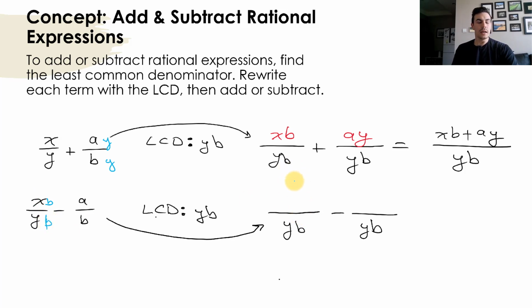And that would give me, again, xb in the numerator, minus, and then I'm thinking, how can I express the second term with a denominator of yb? I'm missing that y again, so I would multiply by y over y. And now I can combine my numerators all over one single denominator of yb, so I'd have xb minus ay. Okay, so that's our concept for today.